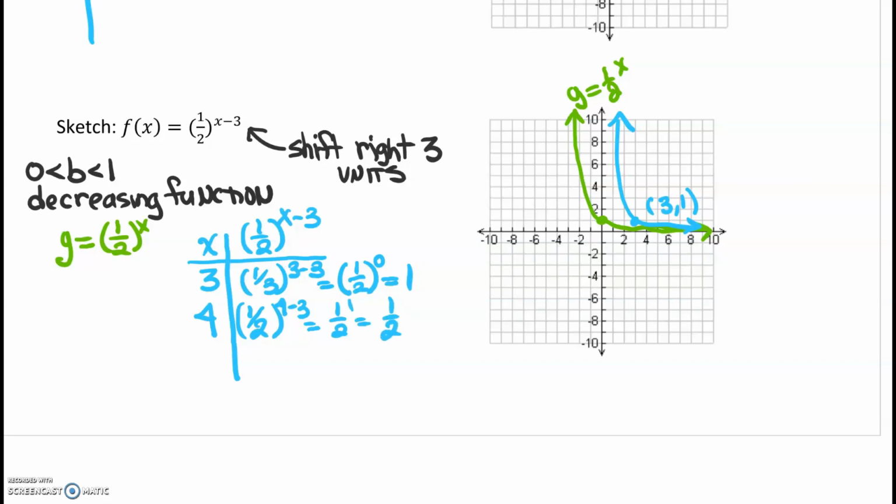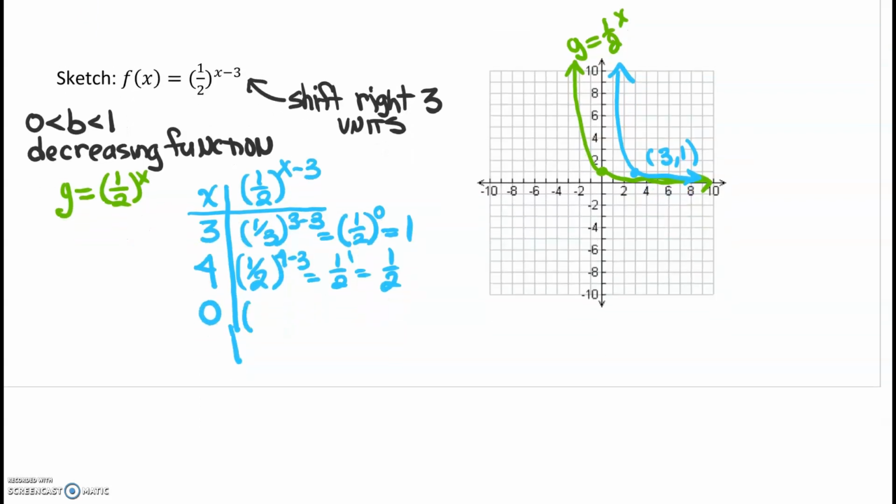But how about we plug in, say, 0? Let's get the y-intercept. If you plug 0 in here, you're going to have 1/2 to the negative 3 power. The negative 3 power is the same as flipping this over, 2 over 1 to the positive 3 power, and 2 to the third is 8. So actually I can adjust my graph and make it a little bit better, because I see that it has the y-intercept of 0, 8.